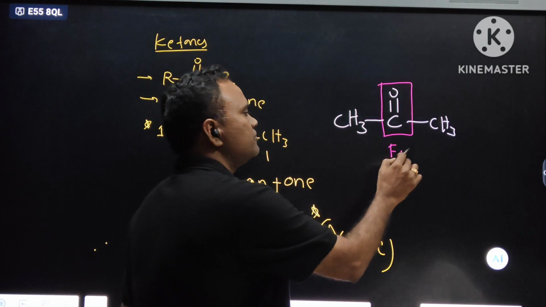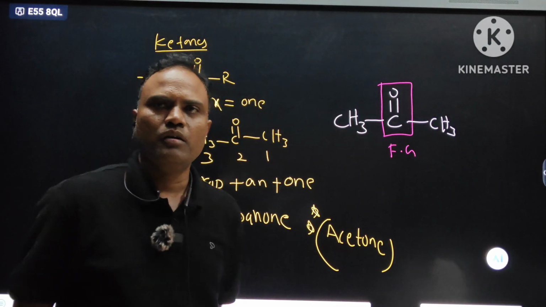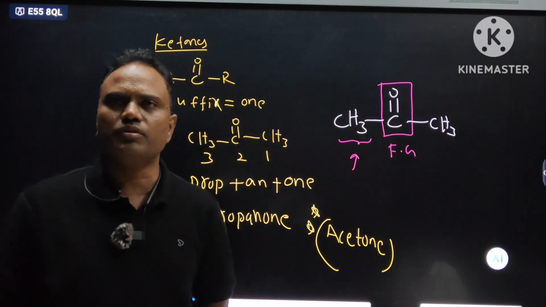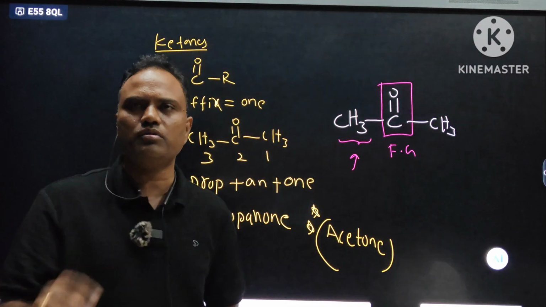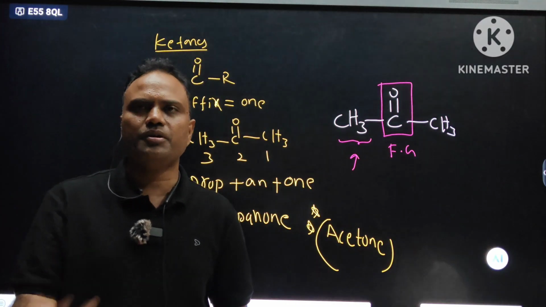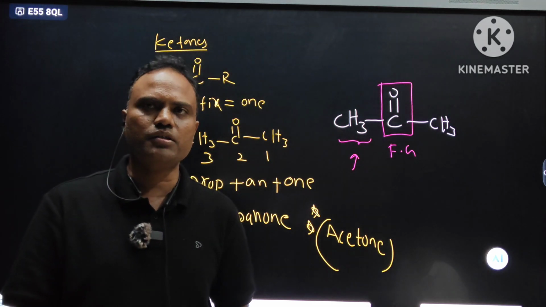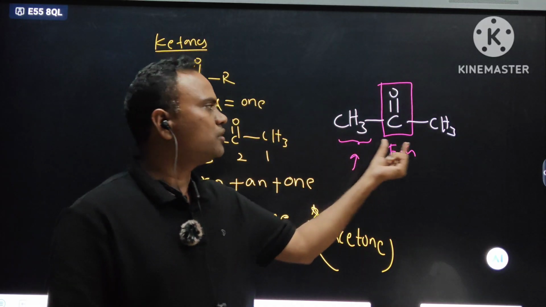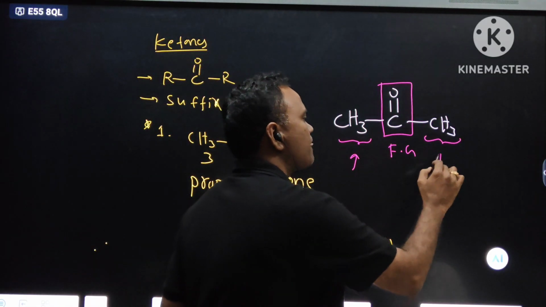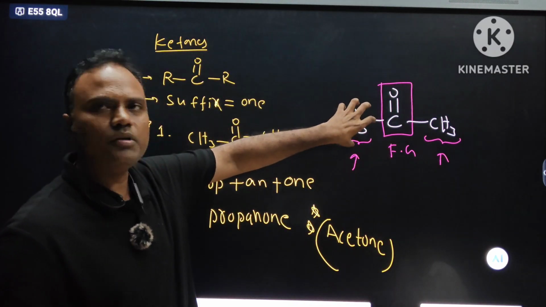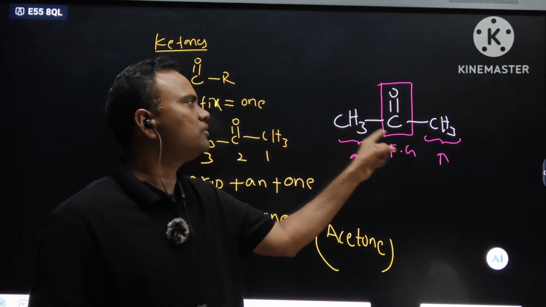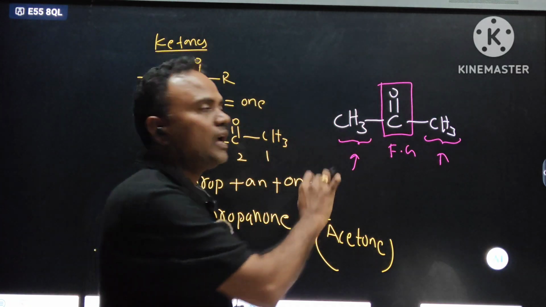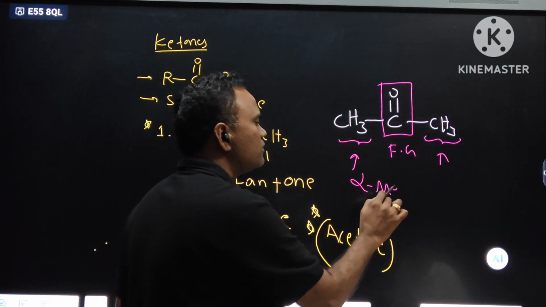This is FG, functional group. The position which is next to the functional group is called alpha position. You should learn the basics here only. Clear? In coming classes we go with reactions directly, right? So focus on the basic points. This is also alpha position. The carbon which is adjacent to the functional group is called alpha position, and this is called alpha methyl.